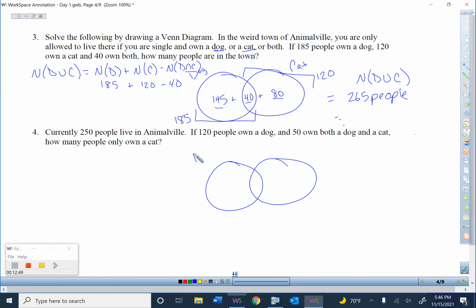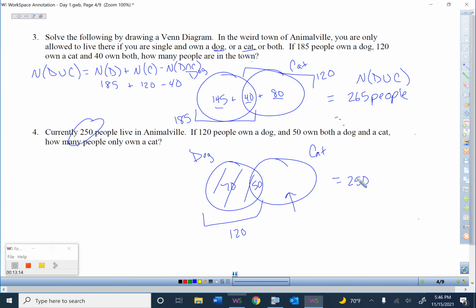Same bubbles as last time, we're having dog and cat. For this one, 120 people exist in this whole bubble. 50 of them are in the middle. And then you can, of course, see that that would make 70 the dog-only people. But our job is to find this. And they also told us that the total has to equal 250.